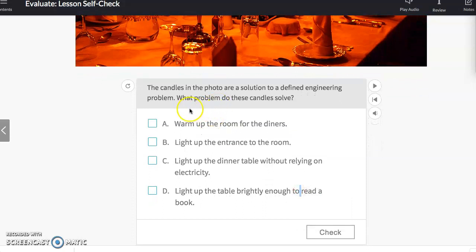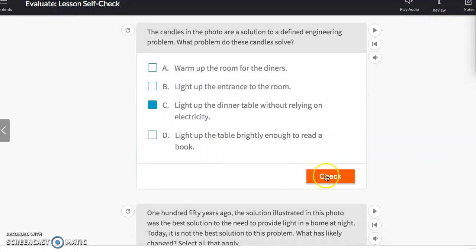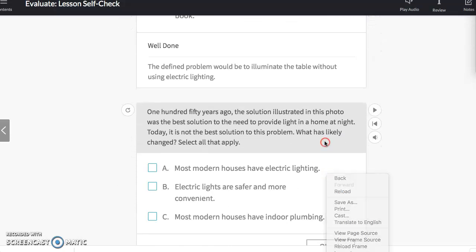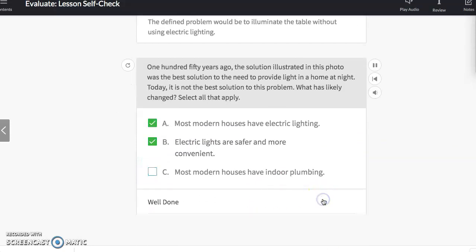Candles are a solution. What problem is it solving? Warming up dinner? No. Lighting up the room. Lighting up the dinner table. Yeah, sorry, just lighting up the dinner table. It's not necessarily lighting up the room. It's just the dinner table. Alright. And this last one. Most modern houses have electric lighting. And this. There you go. That's it.